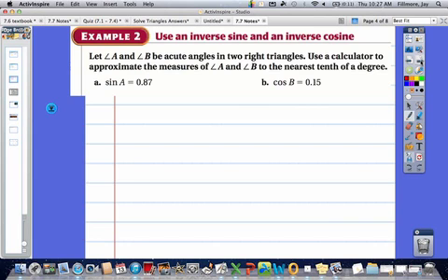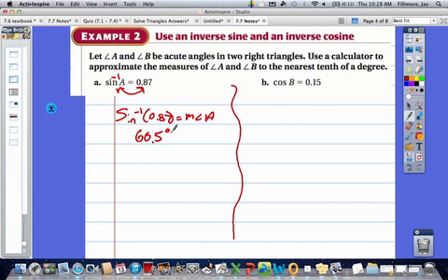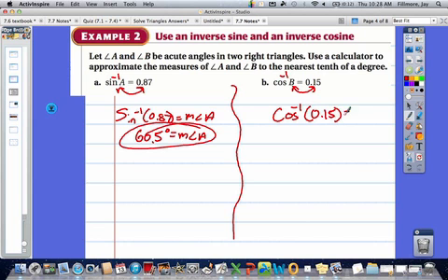Let's continue on and do some more examples. If A and B are acute angles in two different right triangles, use a calculator to approximate the measure of angle A and of angle B to the nearest tenth of a degree. So if we know the sine of angle A is 0.87, then the inverse sine of 0.87 will equal angle A. So we take the inverse and we switch these two around. And if we take the inverse sine of 0.87, it's going to equal 60.5 to the nearest tenth. Likewise, if we want to solve for B, we take the inverse and switch our two items here. So the inverse cosine of 0.15 should give us the measure of angle B. And if we take the inverse cosine here, the measure of angle B is approximately 81.4 degrees. And remember, these are in two different triangles here.